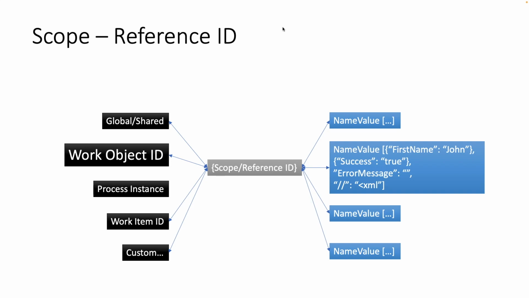Mostly, this would be a globally unique identifier type, such as a work object ID, process instance ID, etc., but it can be any string as long as it's unique, which enables you to create your own custom scope, such as application scope, region scope, department, etc.